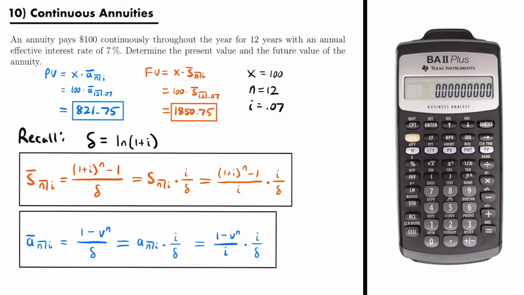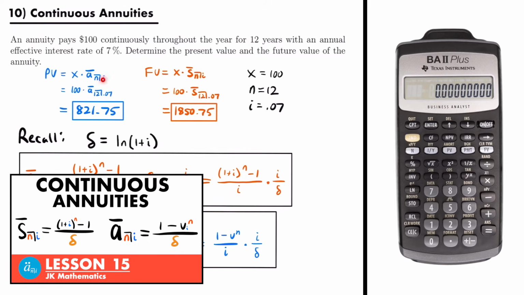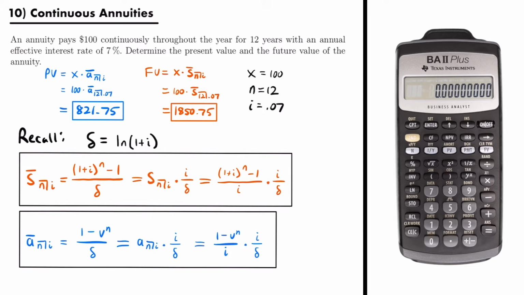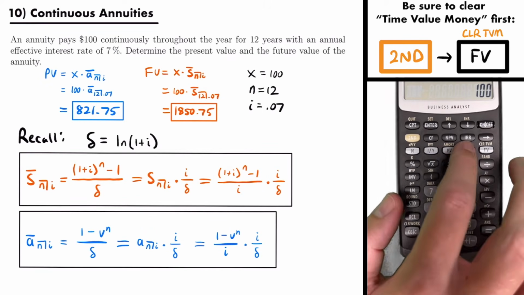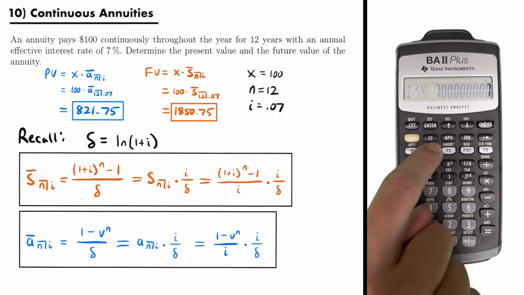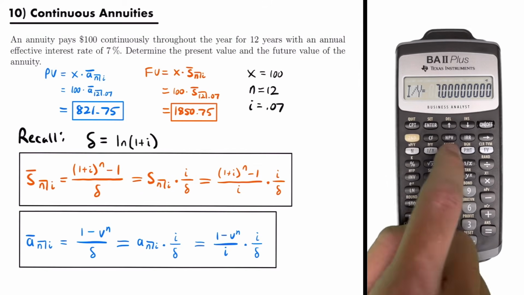And so just real quick, let's look at an example here. And once again, I took this problem from one of my other videos. And in this particular scenario, we have an annuity that pays $100 continuously throughout 12 years. And it has an annual effective interest rate of 7%. And so our payment amount is 100, our amount of periods is 12, and our interest rate is 7%. And so let's start with the present value here. And so we'll type in 100 as our payment, and then 12 is our value of N, and then 7 as our interest rate, and then we will compute the present value.